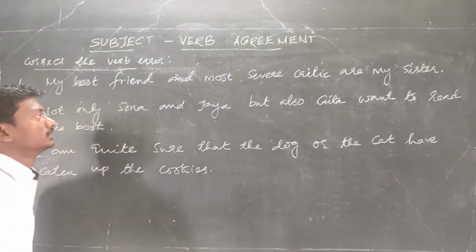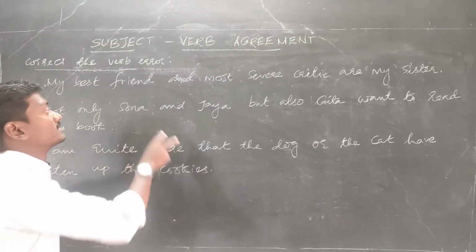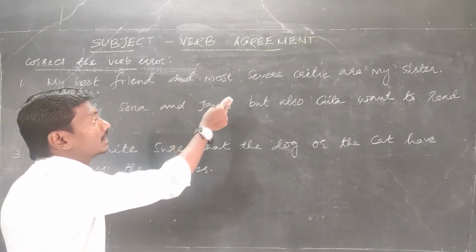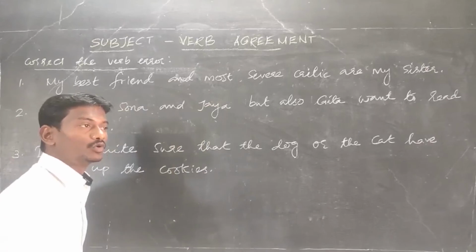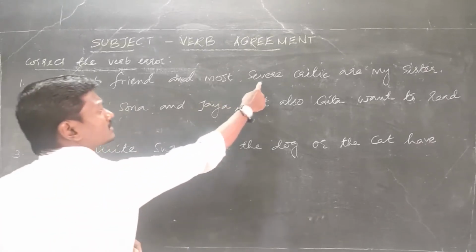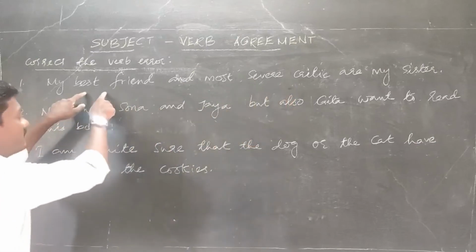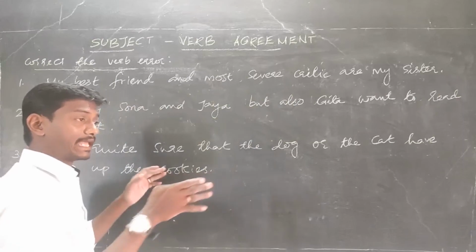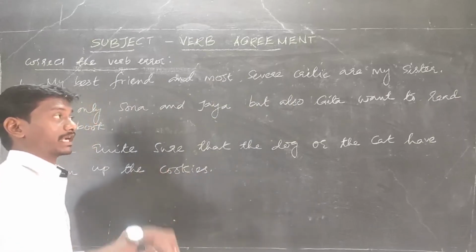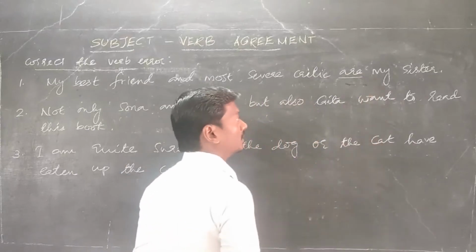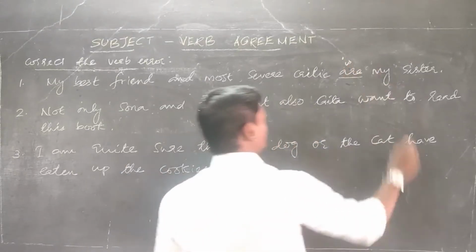Already I told you, if the same person comes, we have to write the verb singular. Who is the severe critic? Best friend. Who is the best friend? The critic. Both are the same person. If the same person comes, we have to write a singular verb. So the singular verb is.